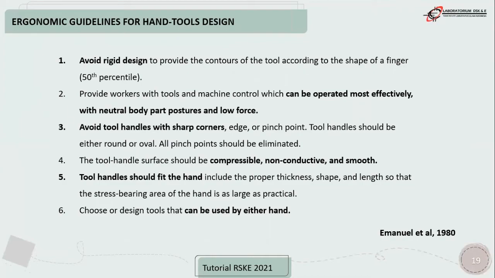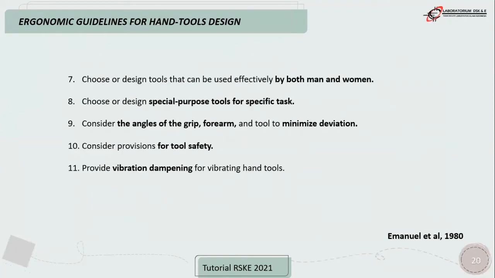The fourth is the tool handle surface must be compressible, non-conductive, and smooth. The fifth is tool handles should fit the hand. The sixth is can be used by either hand, so for left or right-handed users. The seventh is choose or design tools that can be used effectively by both men and women. The eighth is choose or design special purpose tools for specific tasks.